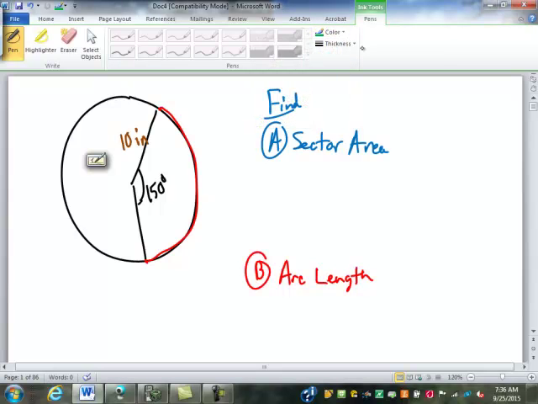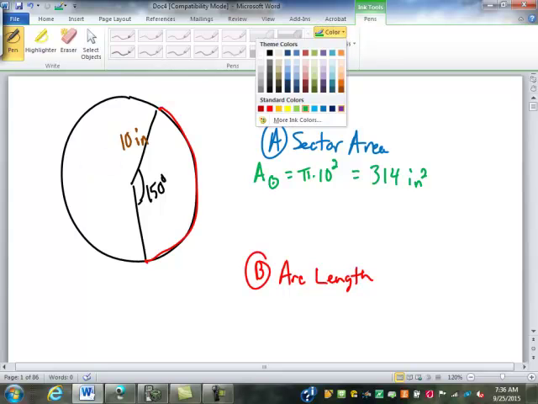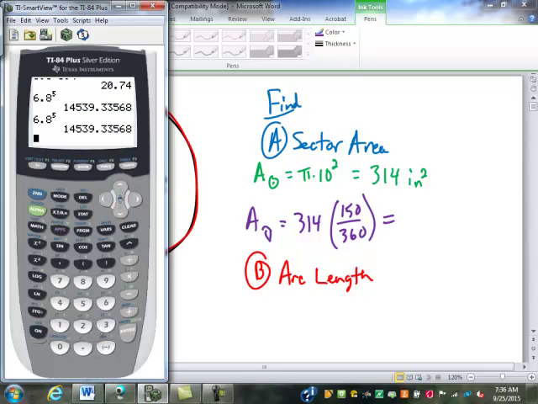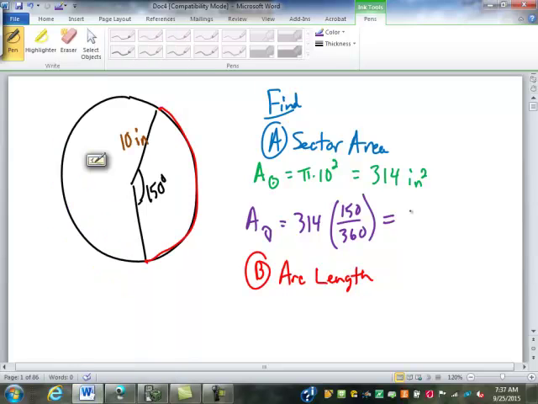Okay, for the sector area, what's the first thing we need to find? The area of the whole circle, which is going to be pi times 10 squared, or 314 square inches, approximately. So then to find the sector area, it's that area of the whole circle times, perfect, 150 over 360, which is going to be what? 5/12, yep, so 314 times 150 over 360. 130.83.